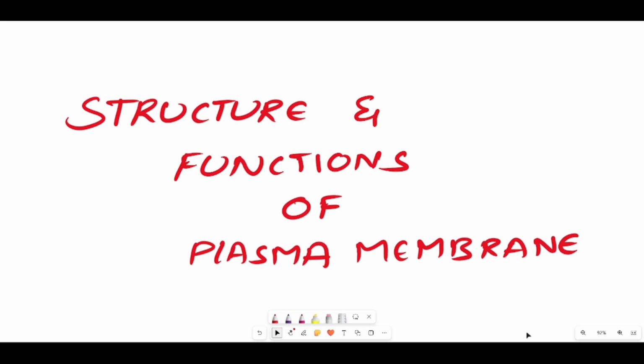Today we are learning about the plasma membrane. It is not just a wall. It controls what goes in and what comes out, and it keeps the cells safe. So today we will be learning its structure with the help of a diagram and its functions with simple tricks. Don't worry, this is all you need to know for your semester exams.